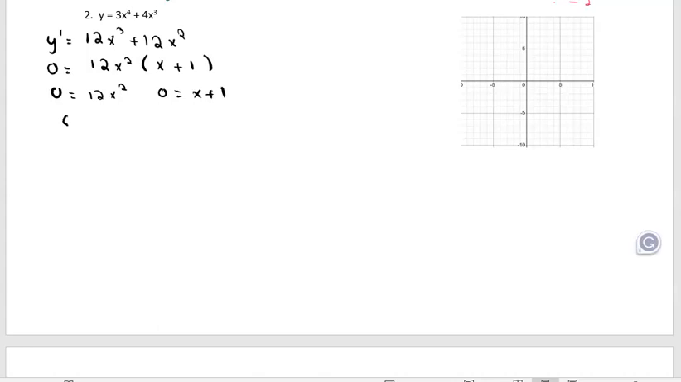So this is going to give me 0 is equal to x, and this one will give me -1 is equal to x. So that means I can complete my table for my first derivative test.